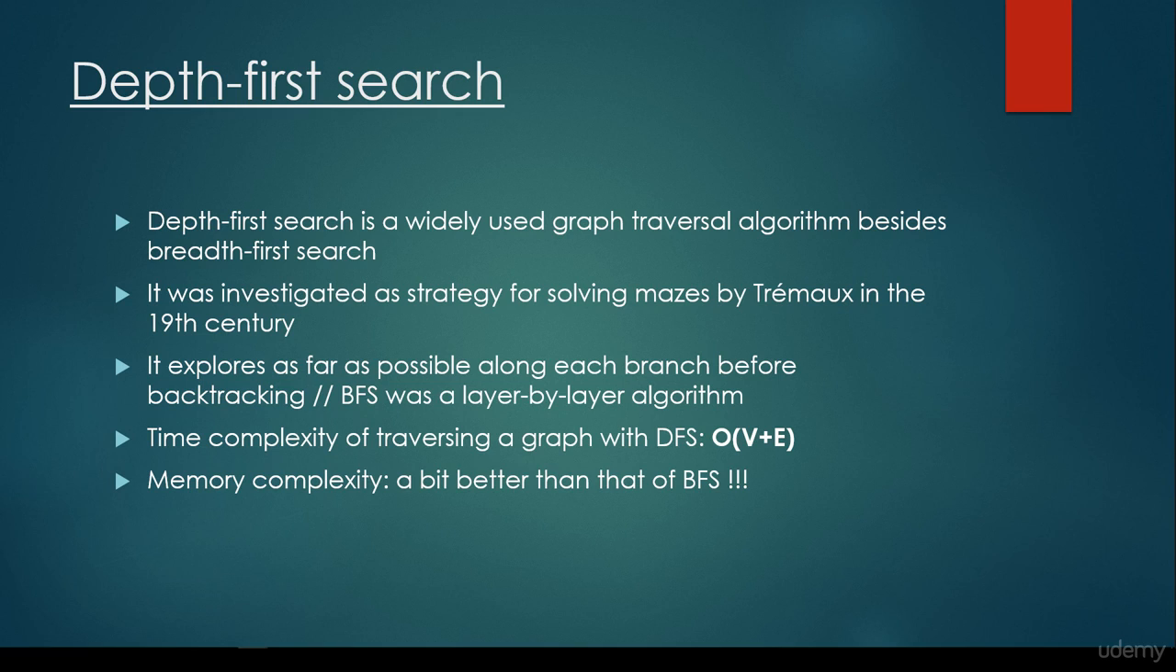The time complexity, on the other hand, is the same. O(V+E), where V denotes the number of vertices and E denotes the number of edges. So it is linear as far as the number of vertices is concerned. It's very important that the memory complexity is a bit better than that of breadth-first search. We have been discussing that breadth-first search sometimes is very useful, but the memory complexity is not that good. Depth-first search, on the other hand, is a bit more memory friendly.